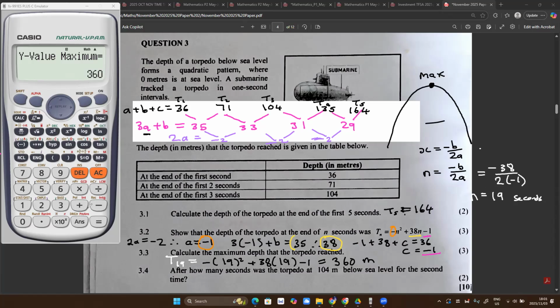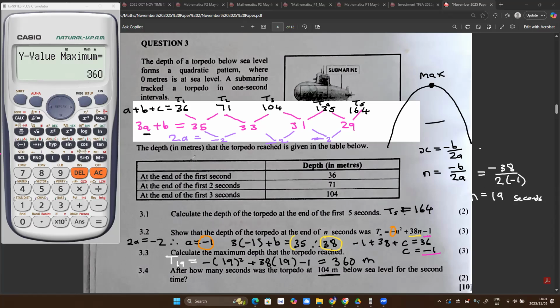Now, after how many seconds was the torpedo at 104 meters below sea level? Now what we have to do is say, well, when is it below sea level? This one, we're expecting to get a whole number. The other one we didn't need to, but now we are going to expect to. Basically they're saying, when is Tn equal to 104?